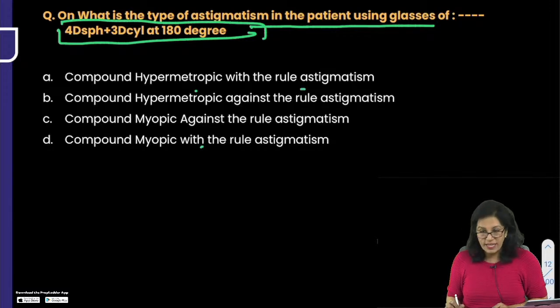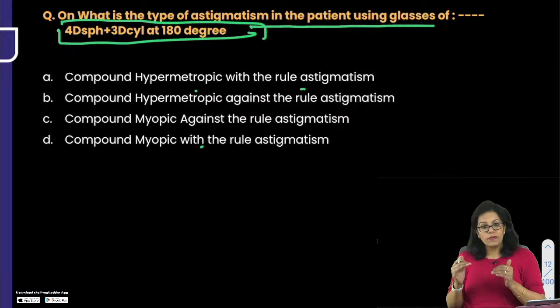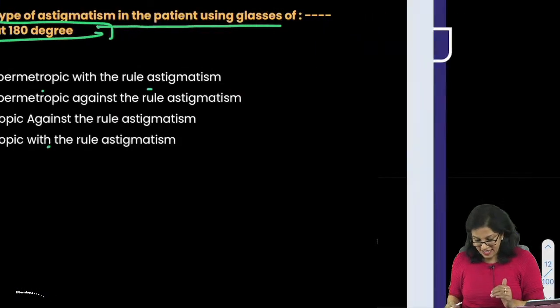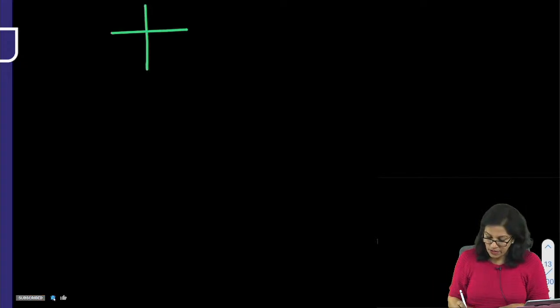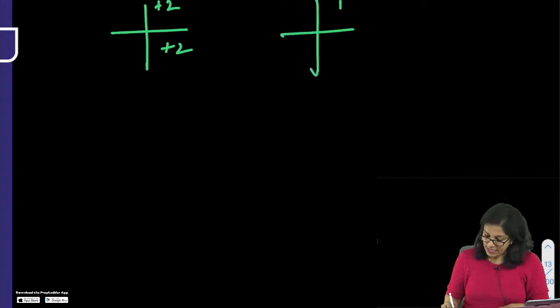So with the rule, against the rule, right? So now quickly let's revise first. What are the different types of astigmatisms? Astigmatism, you know, is when there is a difference of power between 2 principal axes. That is what is called astigmatism. If I am writing here +2, this is not astigmatism. But if I write here +2, +1, now this is astigmatism.